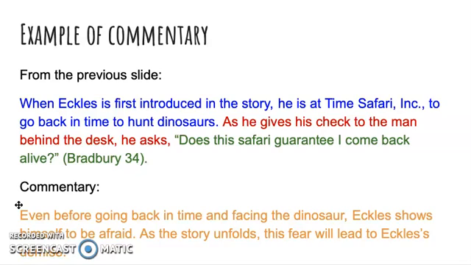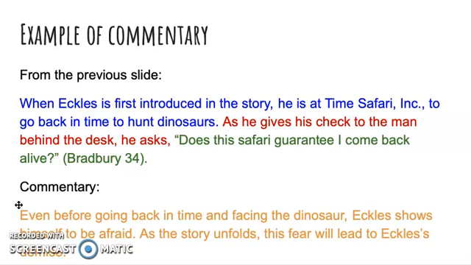I'm not going to summarize the quote. I'm not going to say what the quote was about, but I am analyzing it and I'm connecting it to the overall main point of my paper. So I say, even before going back in time and facing the dinosaur, Eccles shows himself to be afraid. As the story unfolds, this fear will lead to Eccles' demise.